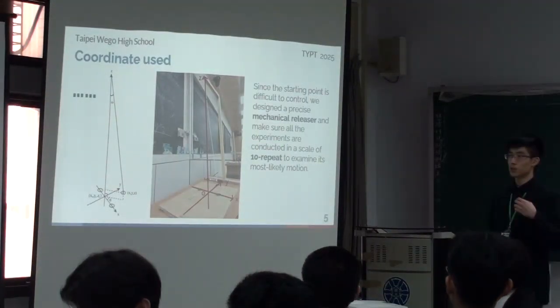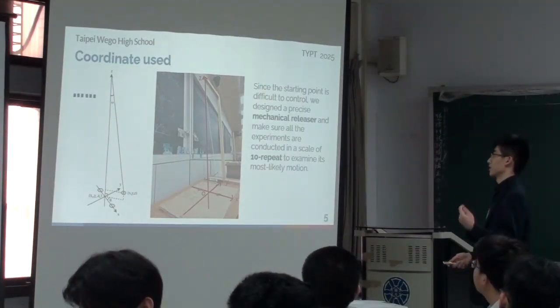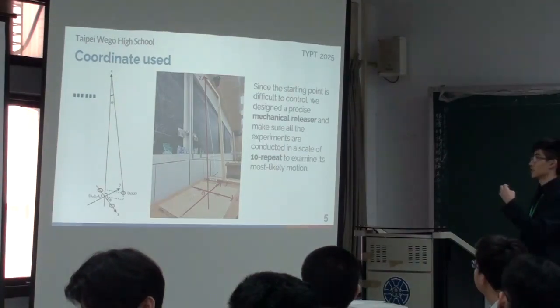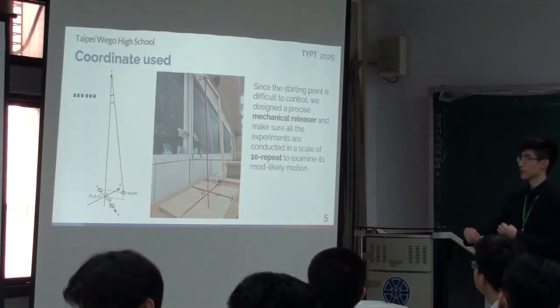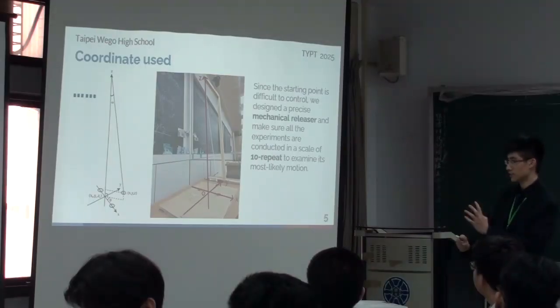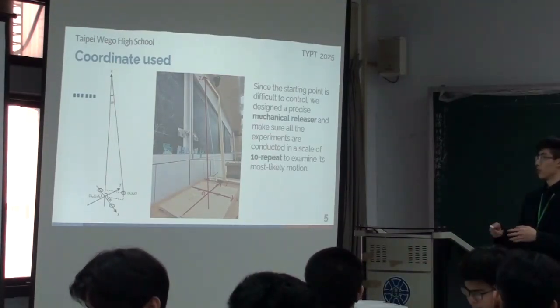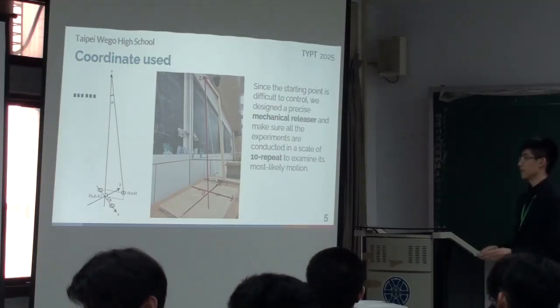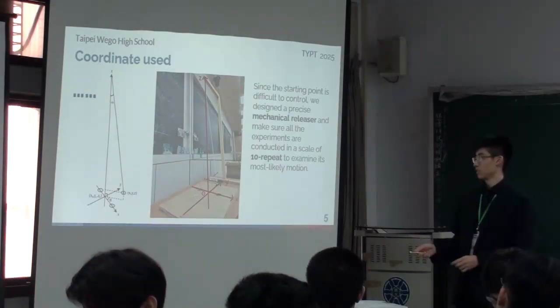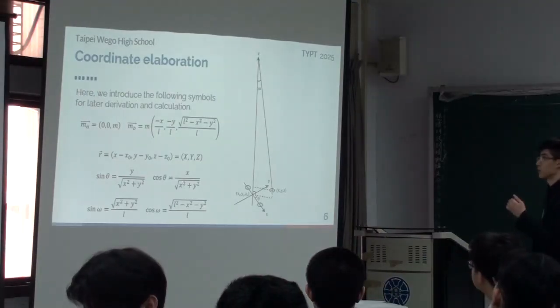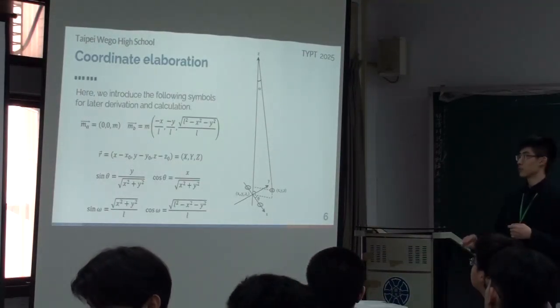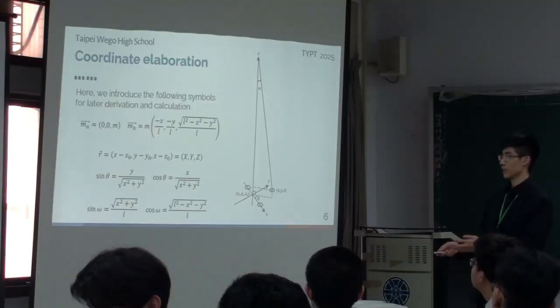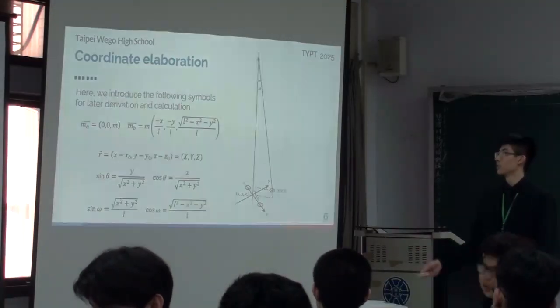Here is the coordinate system used in all the later presentation. Since the starting point is difficult to control, we designed a mechanical releaser, and all the experiments are repeated 10 times to examine the most likely motion. This is our coordinate elaboration. Here we introduce the following symbols for later derivation and calculation.